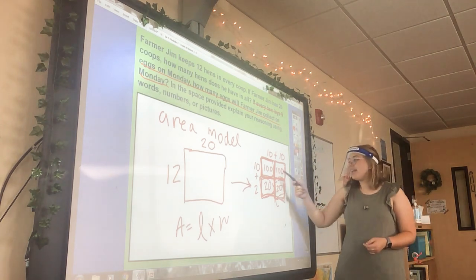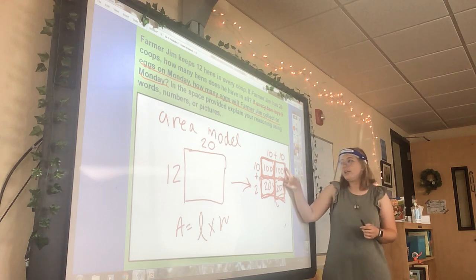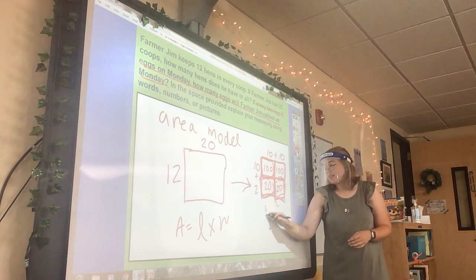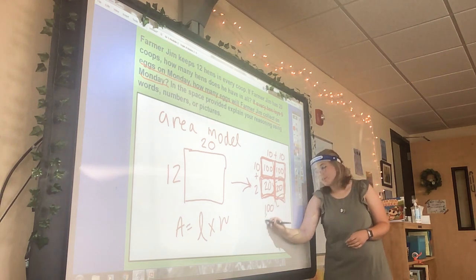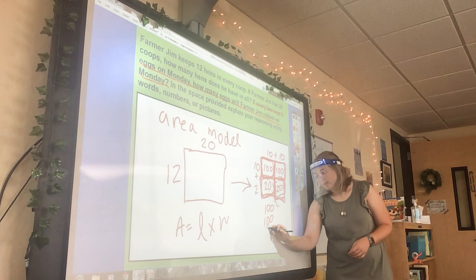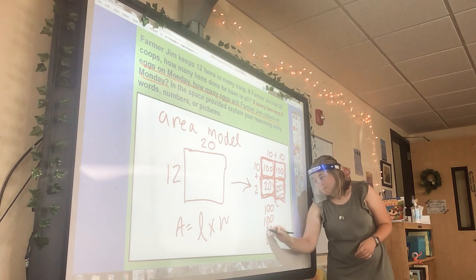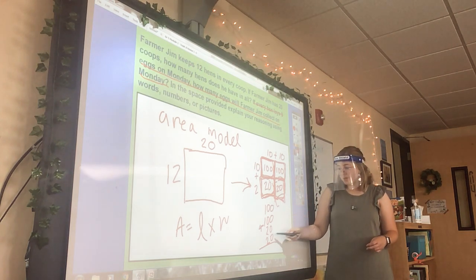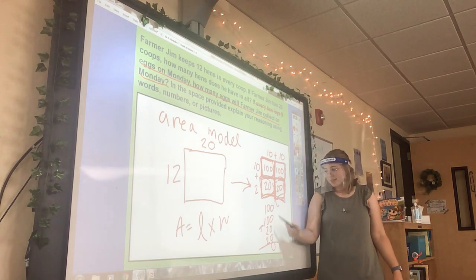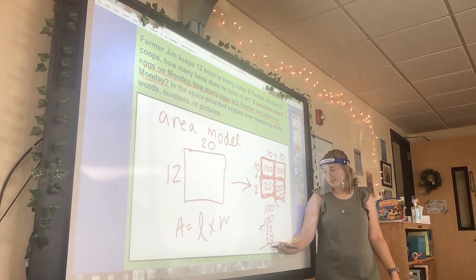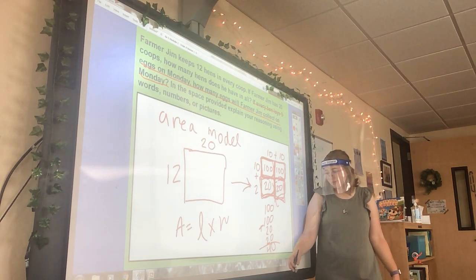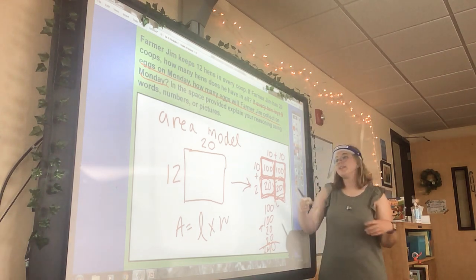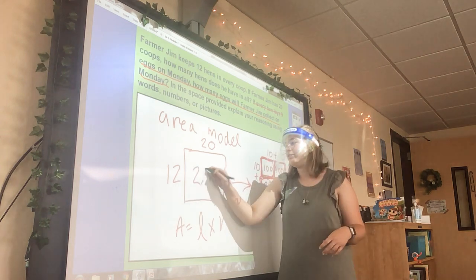So then we have to add up the partial products because the area is what's all inside. These are my partial products: 100, 100, 20, and 20. I add those up. 0 plus 0 plus 0 plus 0, go. 0. 0 plus 0 plus 2 plus 2, go. 4. 1 plus 1. 2. So 240 is our area, which means that 20 times 12 is 240.